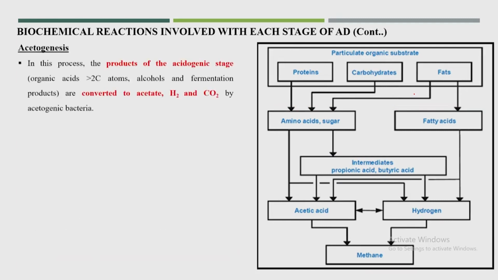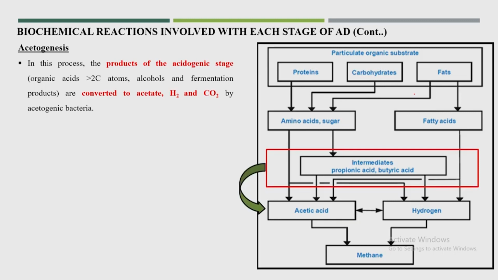Now, the next stage is acetogenesis. In this process, the products of the acidogenesis stage are converted to acetate, H2 and CO2 by acetogenic bacteria. Okay. So now here the production of acetic acid is a major one, along with the hydrogen.